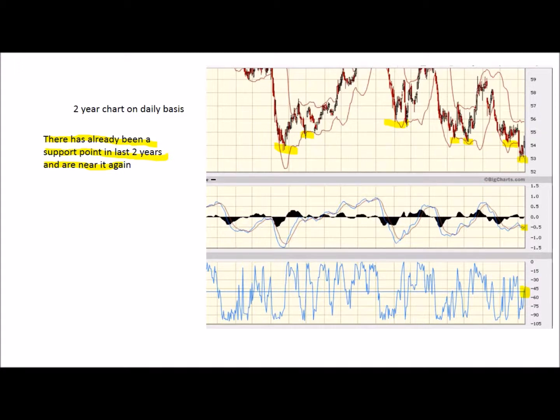And again, this is showing the same information as on the previous screen, showing that the MACD is about to come up and cross, the blue line is about to cross over the red, and the Williams is crossing over the 50%.